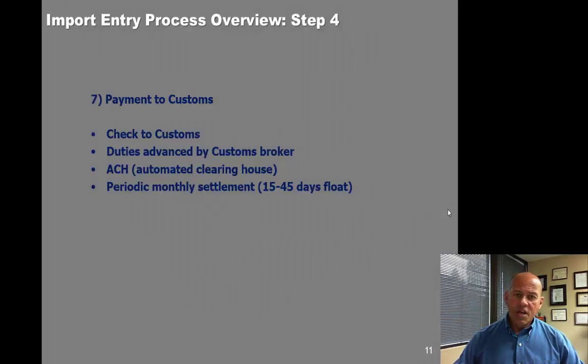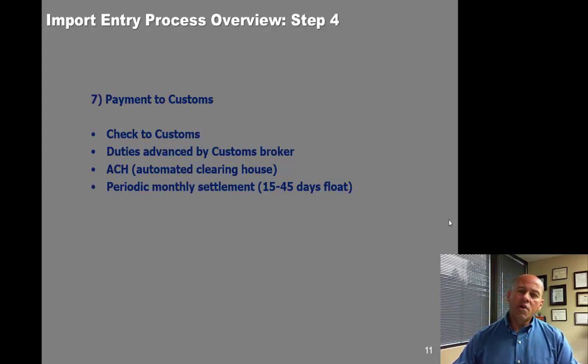Payment to customs. You can pay customs with a check. Duties can be advanced through a broker. So if you have a credit line with your customs brokers, quite often a customs broker will advance the payment of duties to expedite the shipment and then bill you and charge you a small finance fee for advancing those funds. Some companies choose to do ACH, which is an automated clearinghouse. It's basically an automatic bank debit that customs takes to cover the duties and taxes.